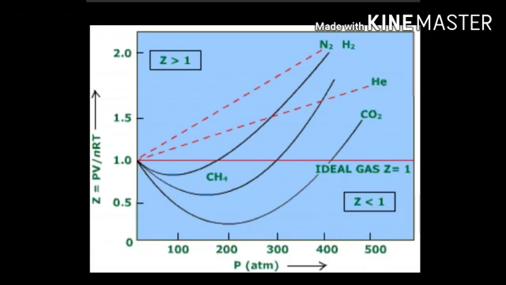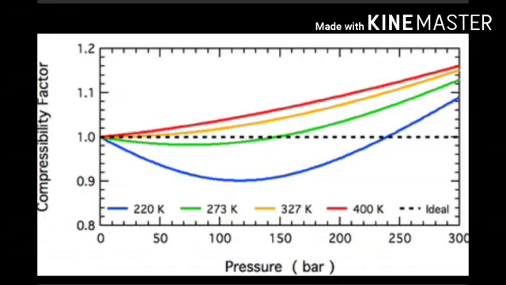But non-ideal gases do not give a straight line graph. For example, nitrogen. Nitrogen is a non-ideal gas. For a non-ideal gas, compressibility factor Z not equal to 1. So PV not equal to nRT. So for nitrogen gas, this graph does not give a straight line. This is a curved line graph.